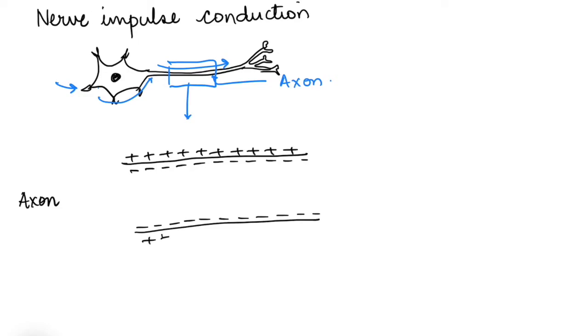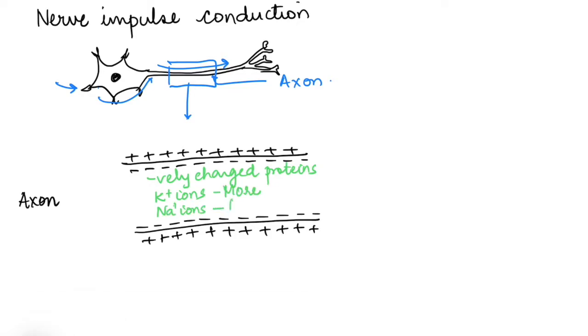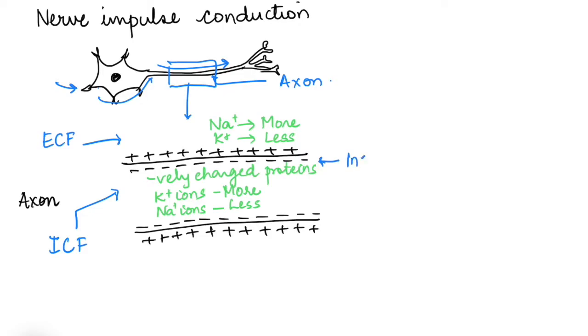So, the axon shows change in the polarity. That is, there is a difference in the charge in the inside of the axon and the outside of the axon. Now, this is due to the presence of negatively charged proteins, potassium ions, and sodium ions inside the axon, whereas outside there is more of sodium and less of potassium. So this creates in the intracellular fluid a negative charge. So this is negatively charged in the inside of the axon, and the extracellular fluid or ECF is positively charged.